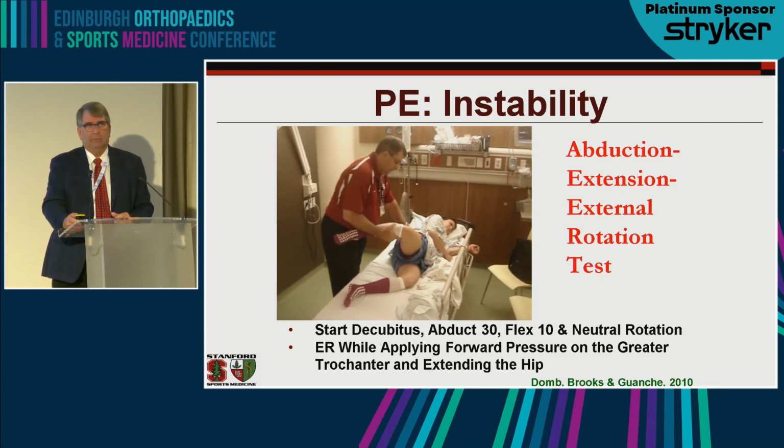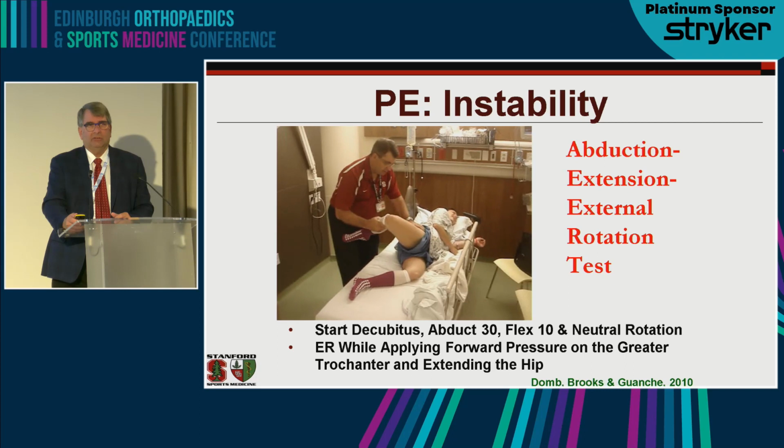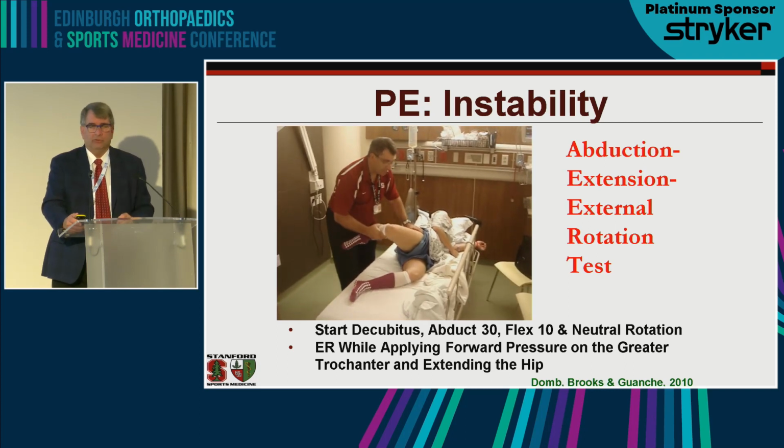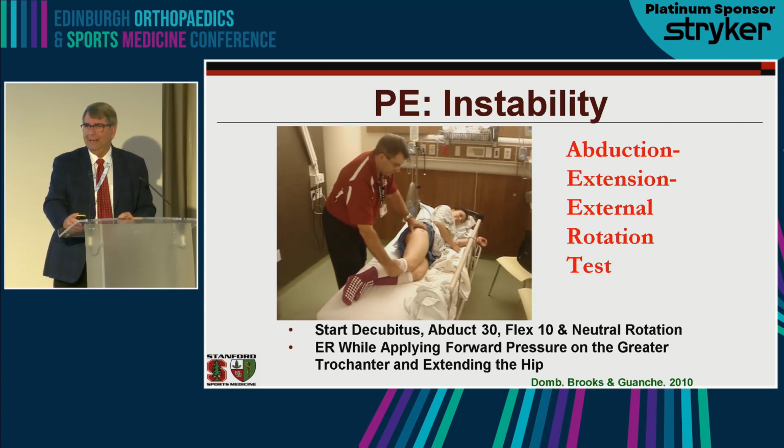Another test, you abduct about 30 degrees, you extend, you externally rotate, and you apply an anteriorly directed force to the greater trochanter. That causes pain anteriorly as well for patients that have microinstability of the hip.